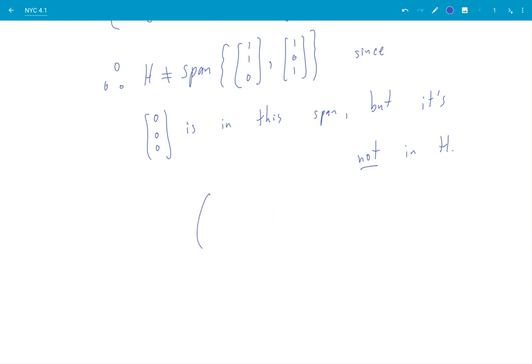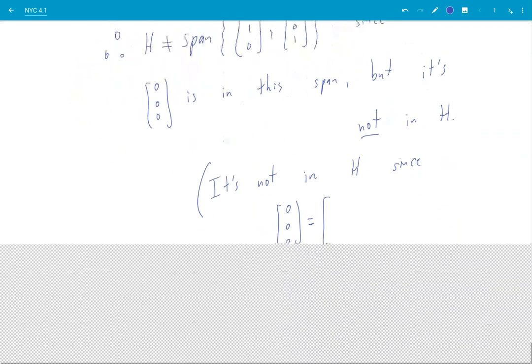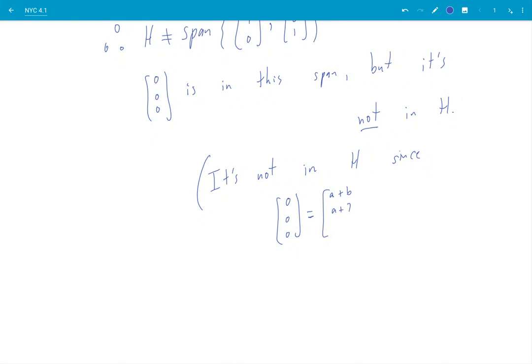To see why it's not in H, let's do a little aside here. It's not in H, since, you know, I would need 0, 0, 0 to equal one of these guys. A plus B, A plus... 7. Has no solution for A and B. Okay, you can try to solve it, but I think you're going to see that it doesn't work, right? From here, you see B is 0. And then from here, you see that A is 0. And what does that mean? That means that this one here cannot be satisfied.